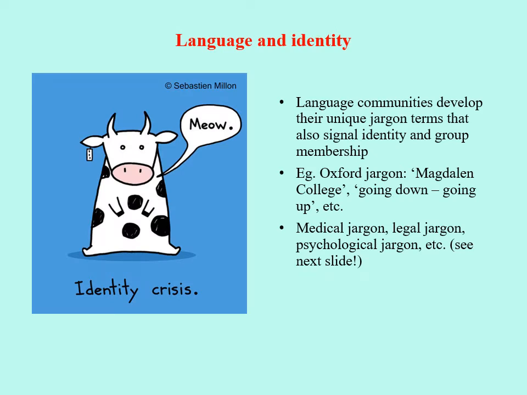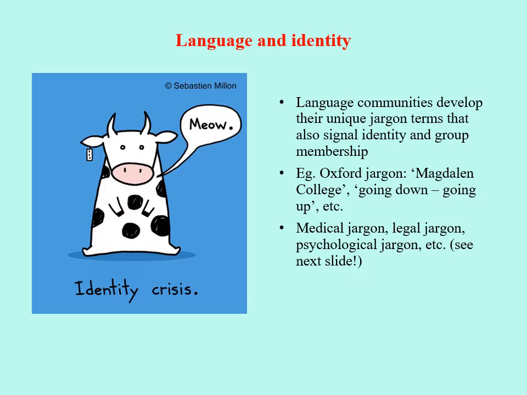Another fascinating feature of language is that particular groups or cultures or communities, as they interact with each other, are necessarily going to develop their unique terms that only they use and only they understand. This kind of language use has a secondary function. It helps us to indicate our belonging to a particular identity group. Jargon terms are a signal of group identity. And there are many examples of that.